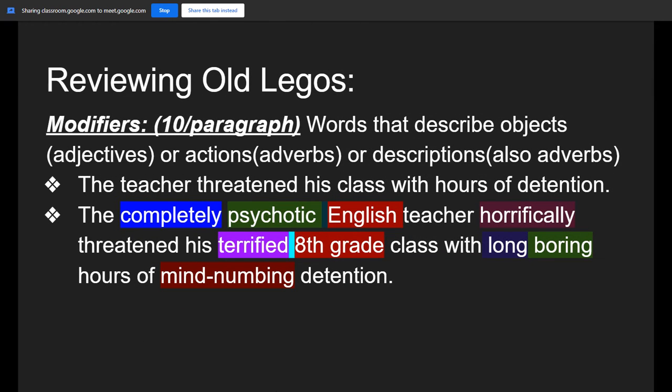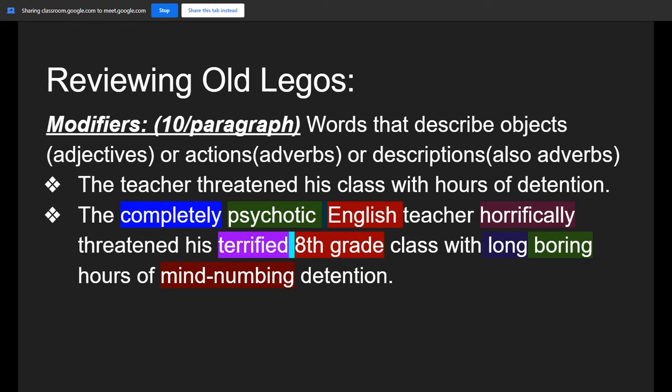Outside of appositive phrases, let's take a minute to review some of the other sentence Legos that we have. Okay, so the most common one is just modifiers. These are just the one-word adjectives and adverbs that we use to describe a lot of different things in our sentences. We have a sentence here: the teacher threatened his class with hours of detention.